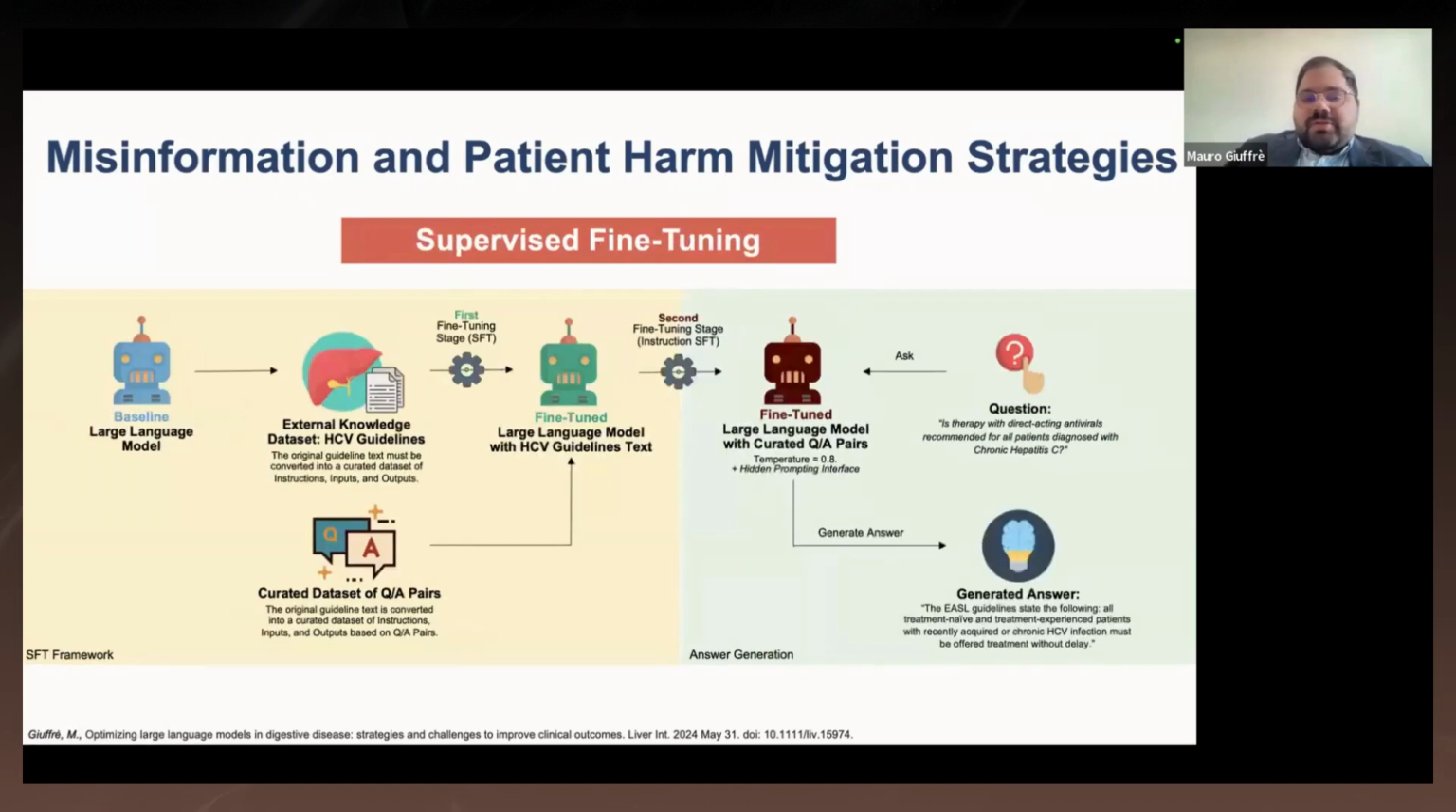Another technique is called supervised fine tuning. In this case, the information is not outside of the model, so it's not an external data set as in retrieval augmented generation. Instead, we perform another training, another fine tuning. So we train the model with this external knowledge, and then we integrate this knowledge into the model. So when we ask a new question, the model does not retrieve from outside of itself, but has this knowledge integrated in itself.